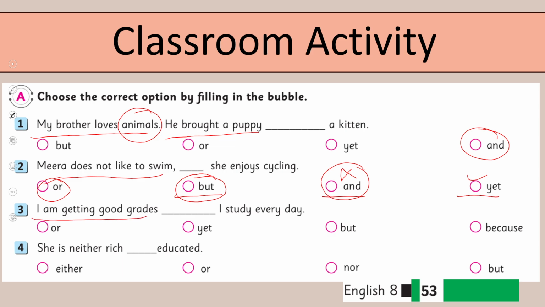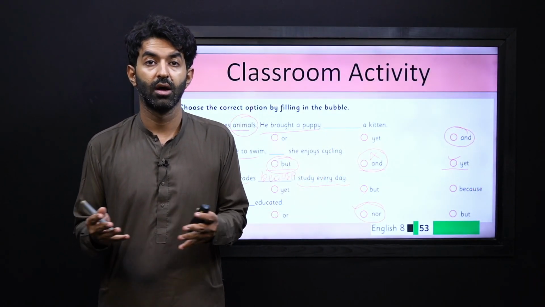I am getting good grades because I study every day. She is neither rich nor educated. So "neither" and "nor" are correlative conjunctions, which we will talk about just right now.